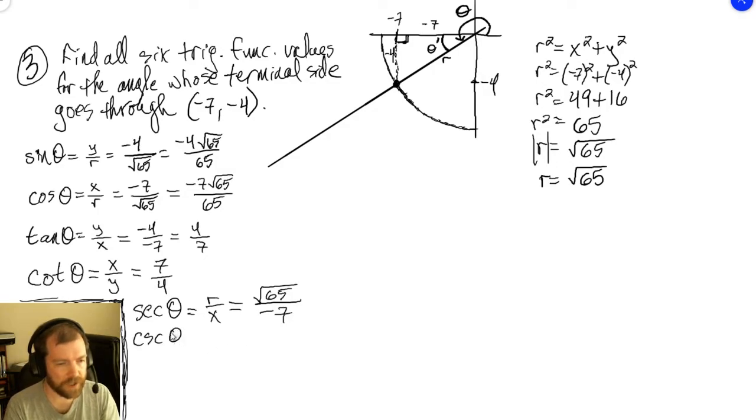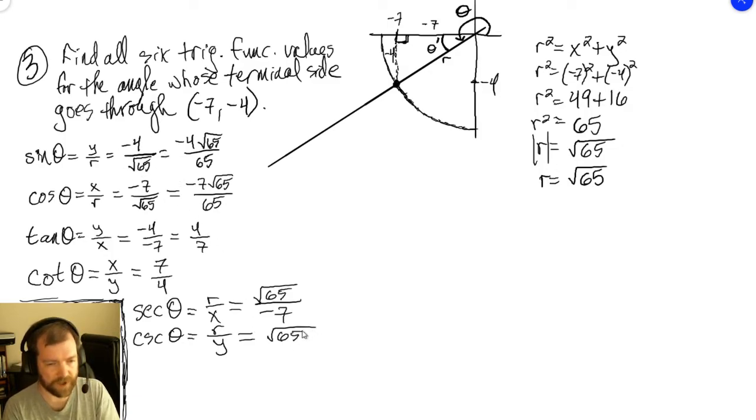How about the cosecant of theta? Again, here, this is r over y, or 1 over the sine of theta. And again, we can reciprocate this number here. It keeps it nice. This is going to be the square root of 65 divided by negative 4. And we already got the cotangent. So that is all 6 trigonometric functions.